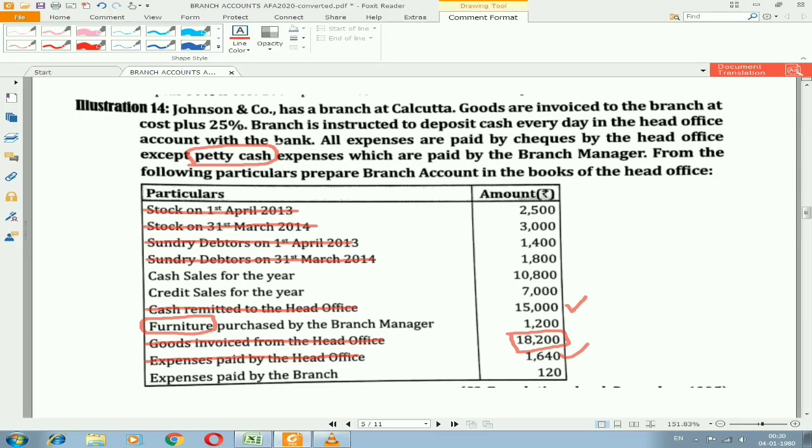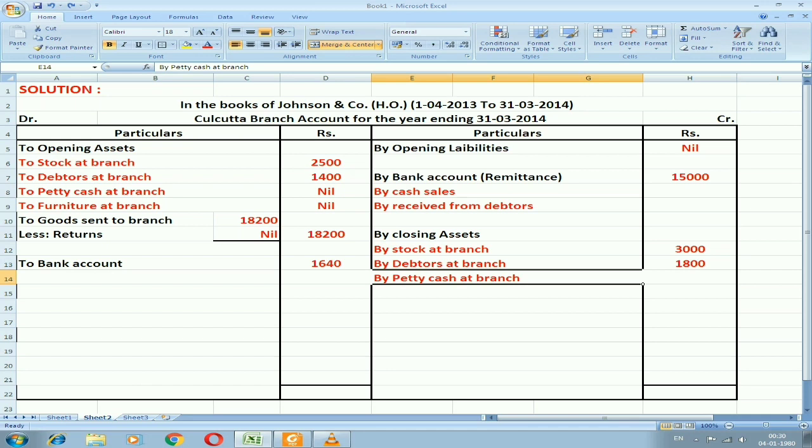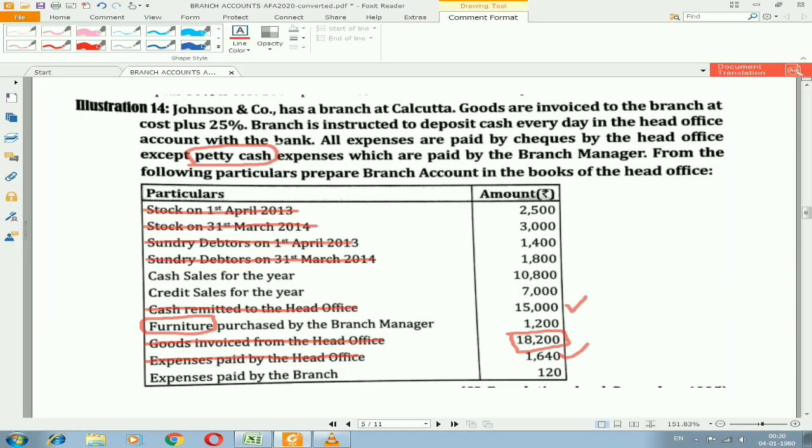I have opened a petty cash at branch. For petty cash at branch, I don't have any particular information as a closing balance. The next opening asset we have opened is petty cash at branch, which we are supposed to close by petty cash at branch, but in the illustration they have not given any closing balance related to petty cash. But even so, we can find out the closing balance of petty cash in some illustrations, so let me check whether there will be a closing balance or not.